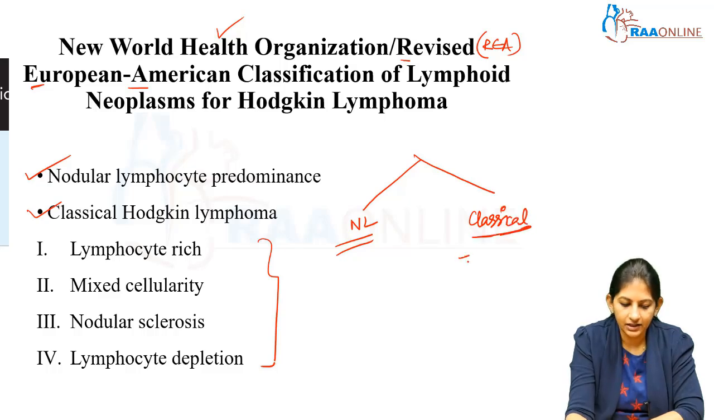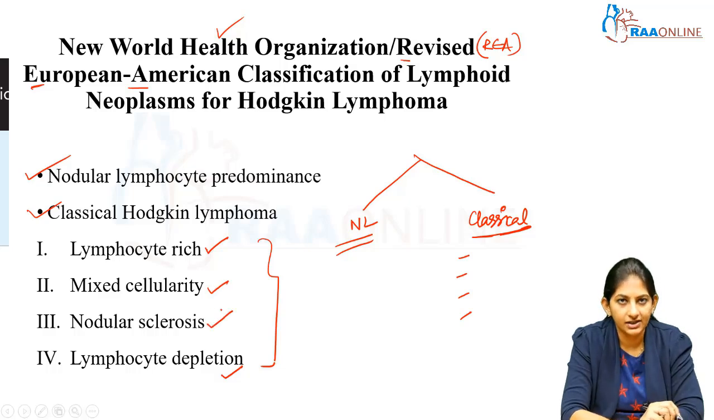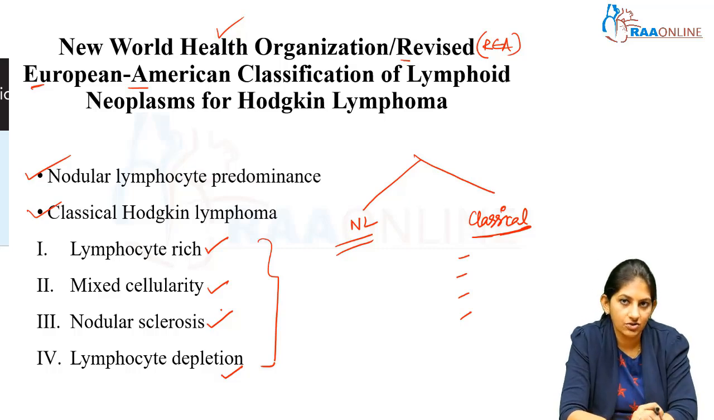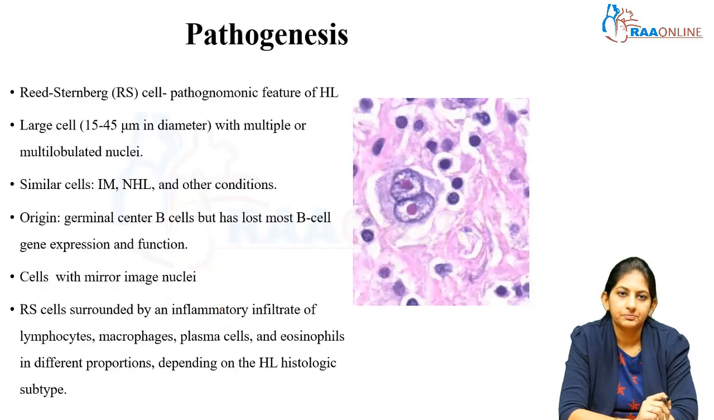Among the classical, you have four types: lymphocyte rich, lymphocyte depletion, nodular sclerosis and mixed cellularity. So this is the new WHO classification, or the revised European American classification, of Hodgkin lymphoma: nodular lymphocyte predominant type and classical Hodgkin lymphoma type. Among classical Hodgkin lymphoma, you have four subtypes.